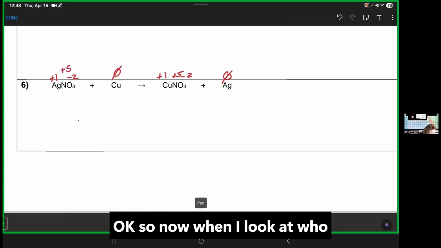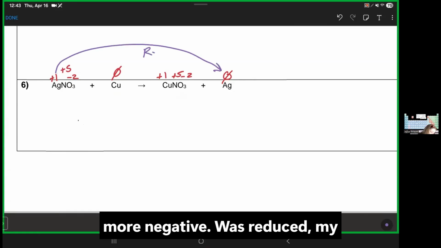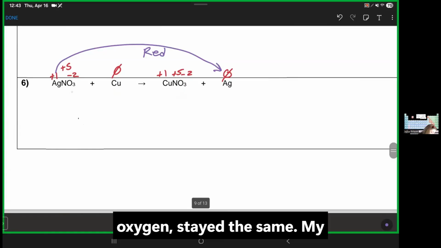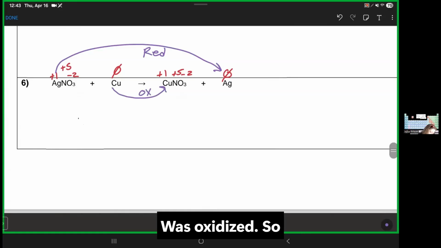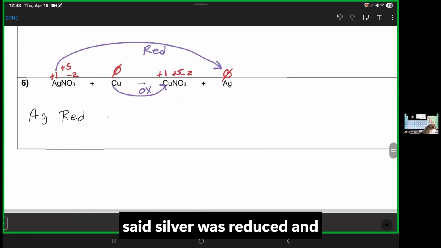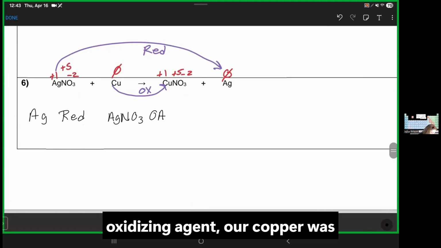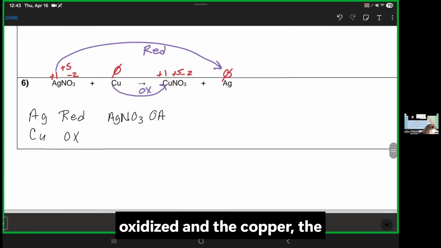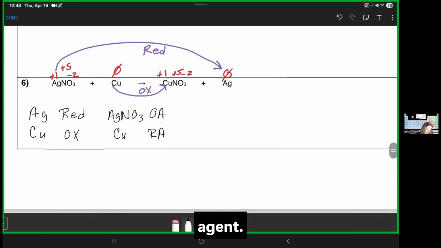Okay, so now when I look at who changed, my silver got more negative, was reduced. My oxygen stayed the same. My nitrogen stayed the same, but my copper got more positive, was oxidized. So what did we say? We said silver was reduced, and that entire compound is the oxidizing agent. Our copper was oxidized, and the copper, the whole compound, was the reducing agent.